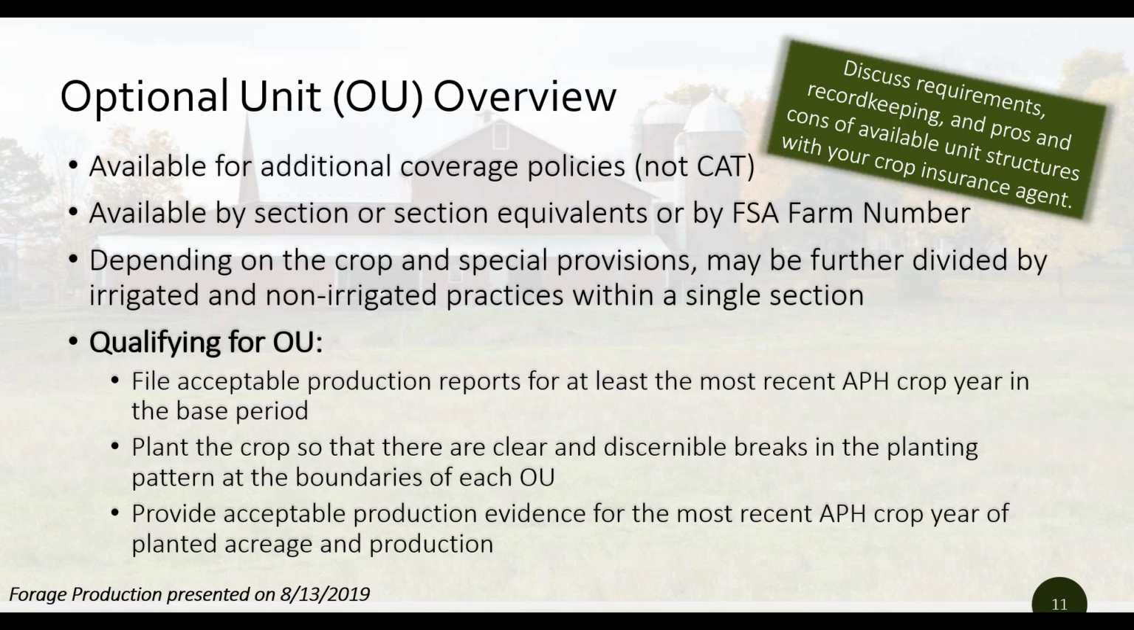Want to provide acceptable production evidence for the most recent APH crop year of the planted acreage and production for that unit. You don't want to commingle reporting those. You want to make sure that you're keeping those records separate. And that's very key to any crop insurance program you might participate in.